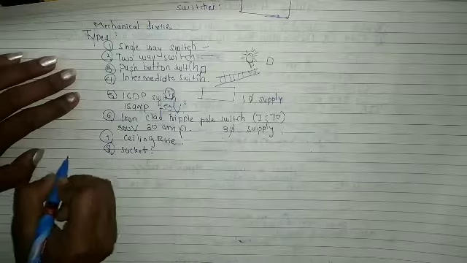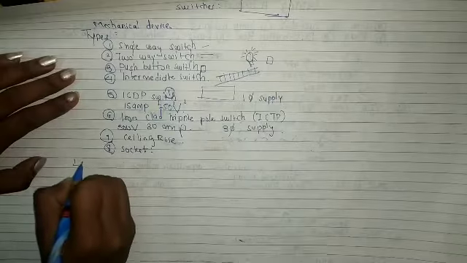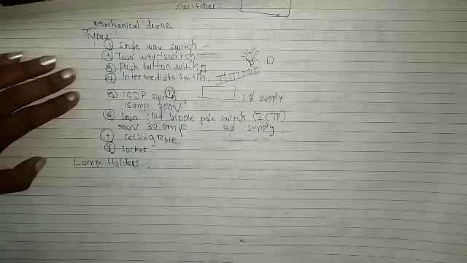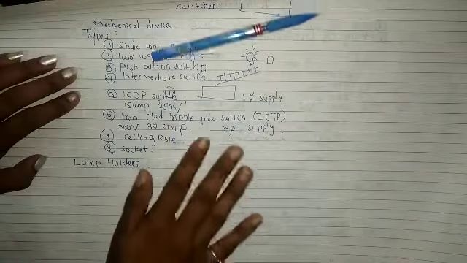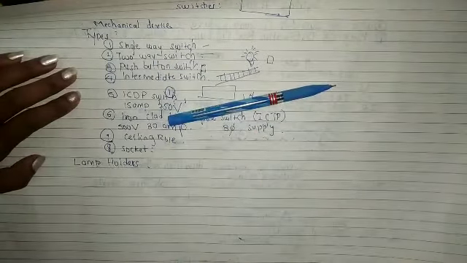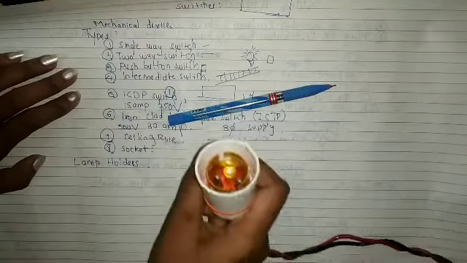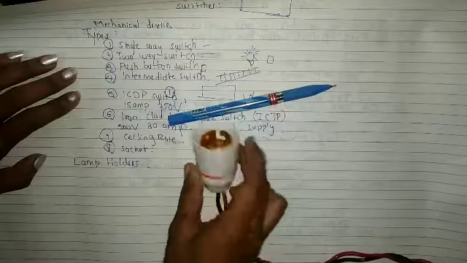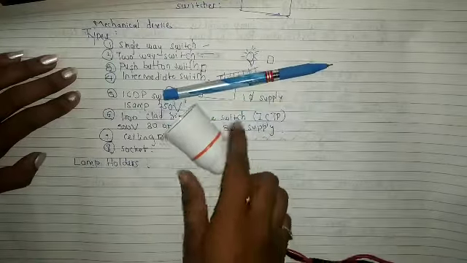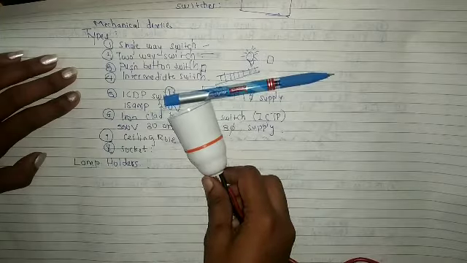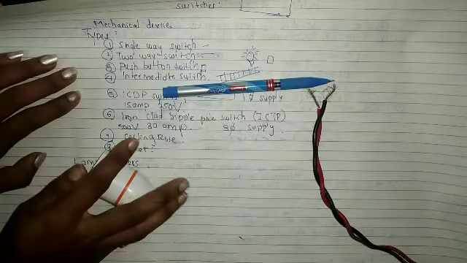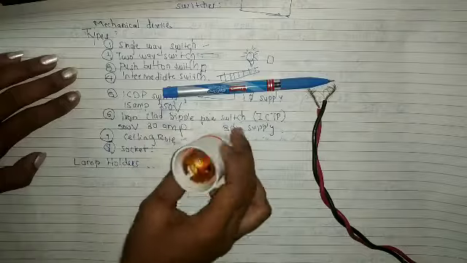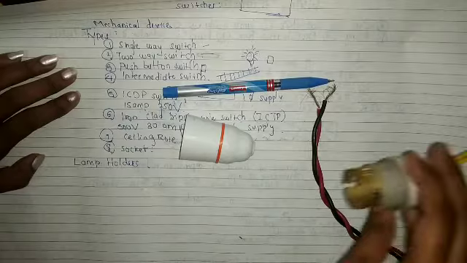Now we'll move to the next, that is lamp holders. Lamp holders are used to hold the lamps. These are the lamp holders. We can attach the lamp here and they will hold the lamp. Earlier brass lamp holders were quite popular, but nowadays these are superseded by the insulated pattern. So these are the new types.